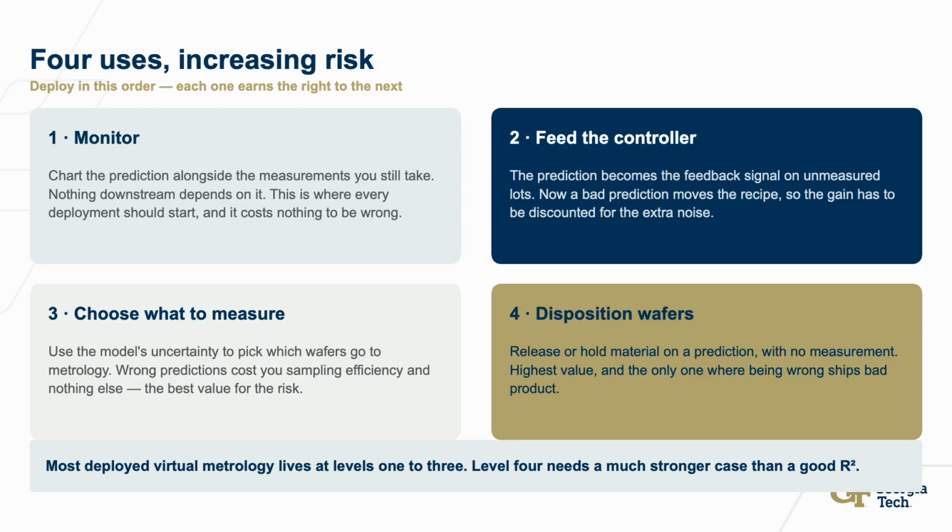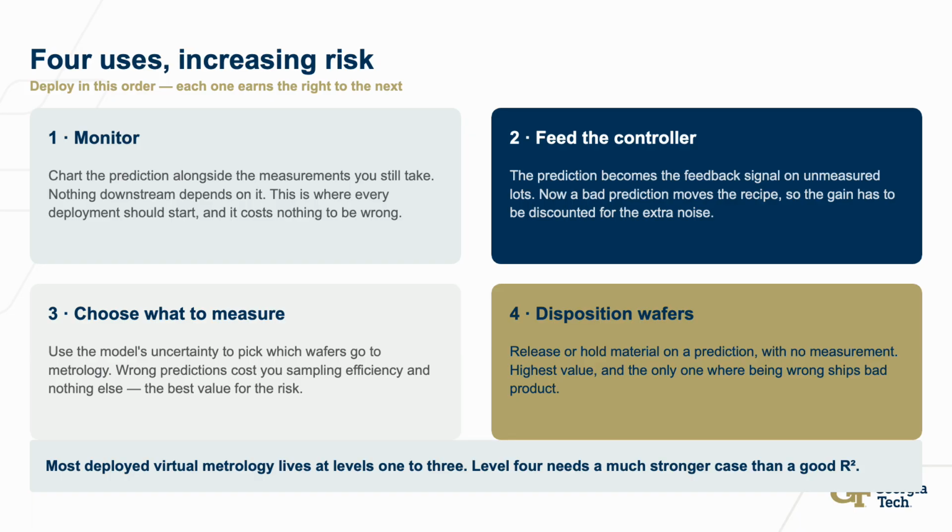Level 4 uses increasing risk. Monitor. Chart the prediction alongside the measurement you still take. Nothing downstream depends on it. If the model is wrong, a line on the chart is wrong. This is where every deployment should start, and most teams skip it because it feels like doing nothing. It is not doing nothing, it is how you learn the model's true behavior before anything depends on it.